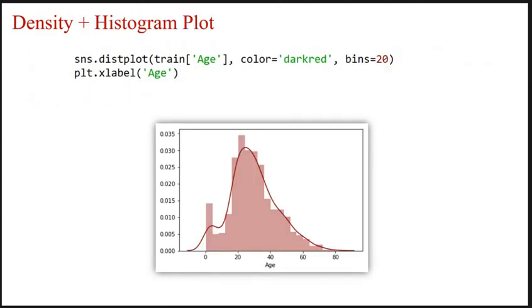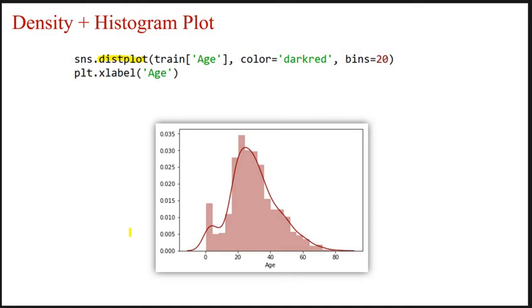Now, you can also plot the histogram and the density plots together using the distplot function in sns. And you can see, so this is a good way to actually see that the density plot is just a smoothed histogram, right? Now, so this was just a single continuous variable.